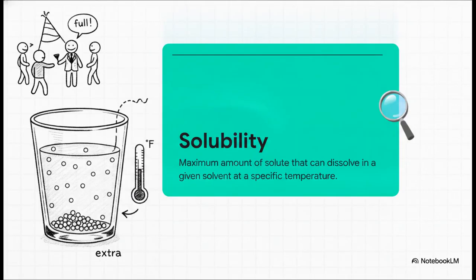But, hosts can only take so many guests, right? And this brings us straight to solubility. Solubility is basically the absolute maximum concentration. It's the max amount of solute that can dissolve in a fixed amount of solvent at a specific temperature. Once you hit this limit, that's it. The solvent simply cannot accept any more solute. Any extra salt or sugar you try to add will just sink straight to the bottom of the glass.